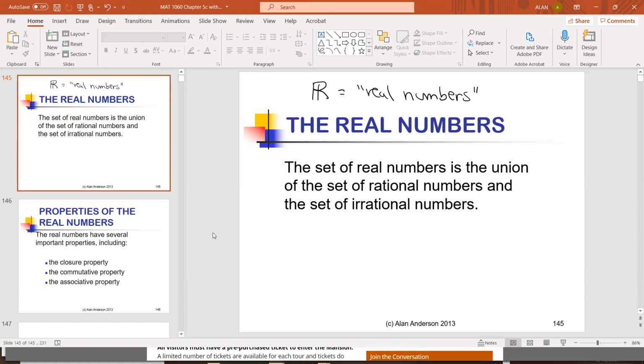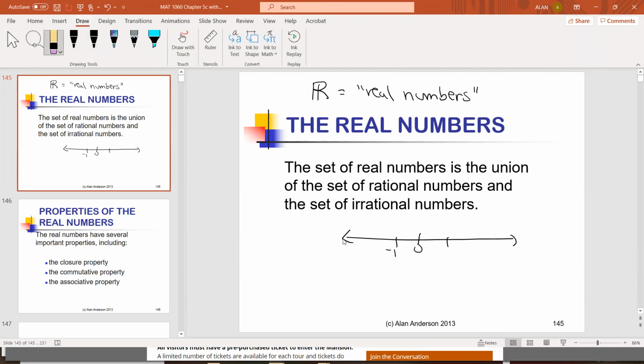Now, as they mentioned in the video, here's your real number line. And numbers like 0 and 1 and -1, they're easy to locate because they're rational numbers. The irrational numbers are hiding in there somewhere. We can't really find the exact location, but we know that they're in there. And we can prove it with geometry, as they showed you in the video. But what we do know is that there's an infinite number of numbers on this real number line, and every single one of them is either rational or irrational.